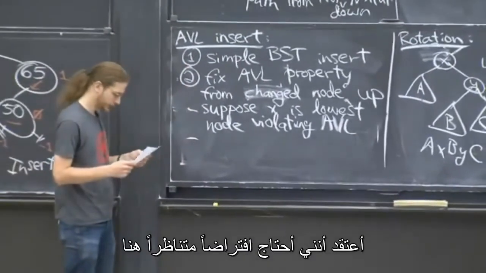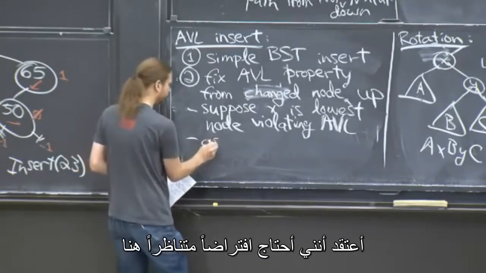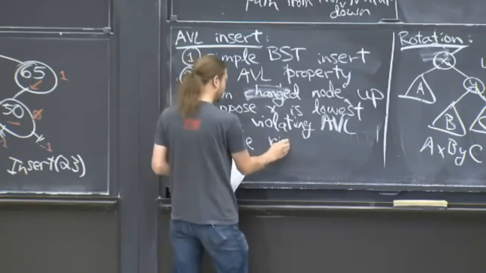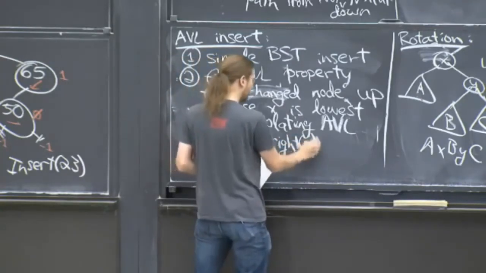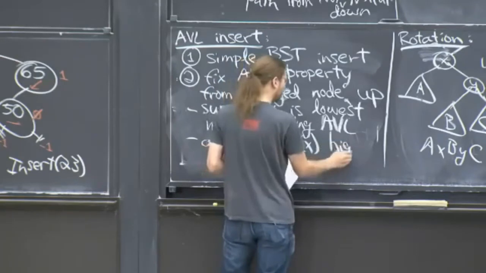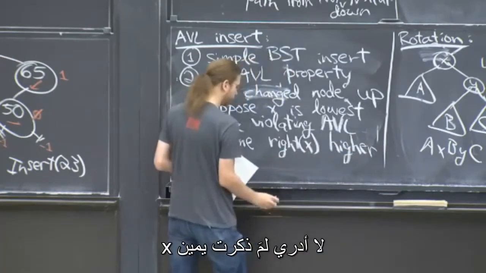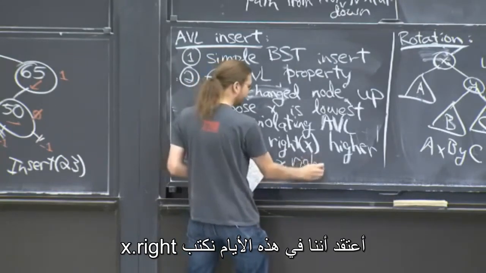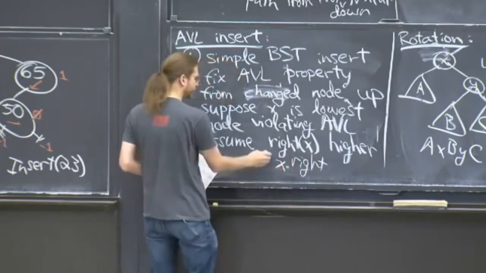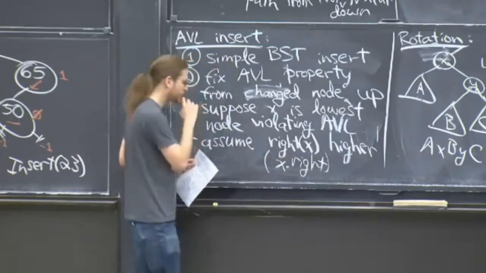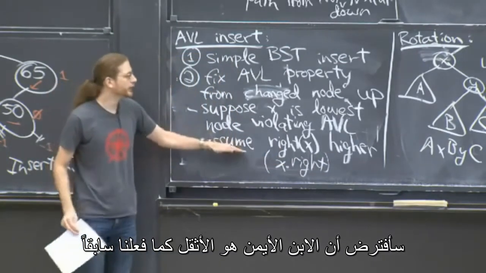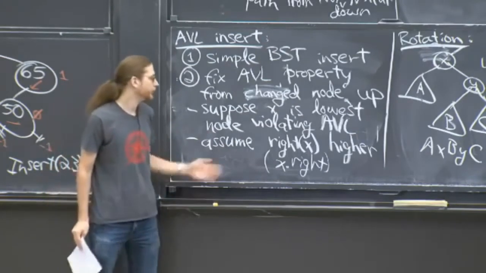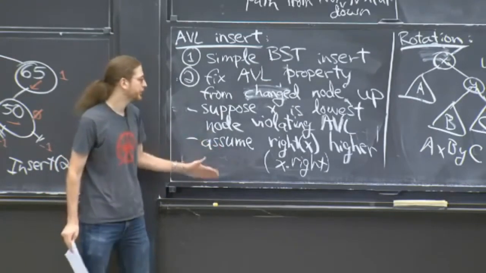Good. I think I want a symmetry assumption here. I don't know why I wrote right of x. I guess in modern days we write x dot right, but same thing. I'm going to assume that the right child is the heavier one, like we did before. Could be the left. It's symmetric, so it doesn't matter.